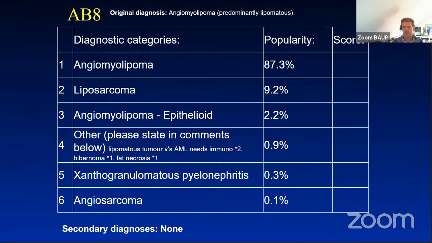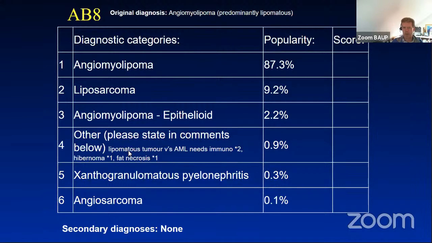But having said that, most people plumped for the angiomyolipoma, although nearly 10% felt it could be a liposarcoma. Some people felt it was epithelioid angiomyolipoma, but there's no real cutoff for epithelioid things. You'd expect probably 80% epithelioid cells, and this was mostly fat.